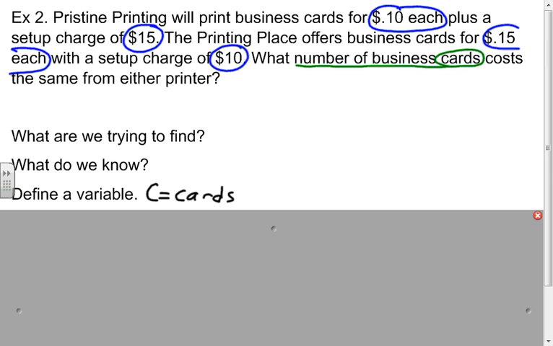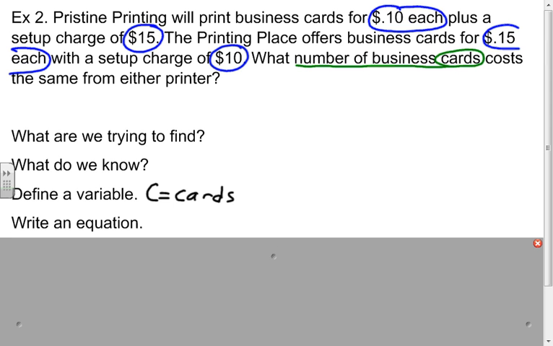Okay, that would be defining a variable. What letter are you using and what does it stand for? Next, we have to write an equation. Okay. So we've got two companies here.